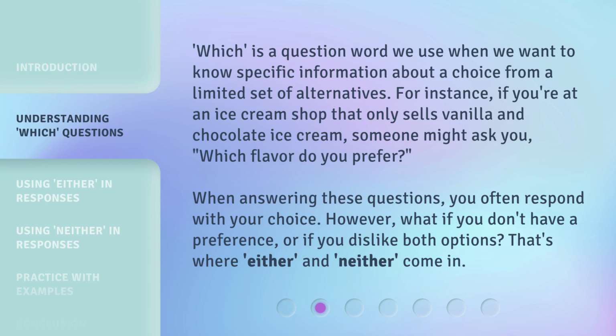Which is a question word we use when we want to know specific information about a choice from a limited set of alternatives. For instance, if you're at an ice cream shop that only sells vanilla and chocolate ice cream, someone might ask you, which flavor do you prefer? When answering these questions, you often respond with your choice. However, what if you don't have a preference, or if you dislike both options? That's where either and neither come in.